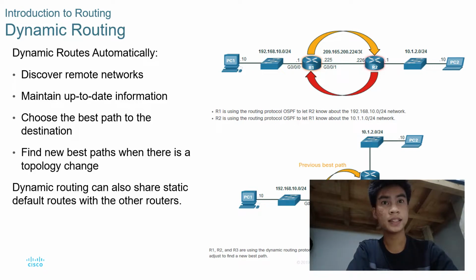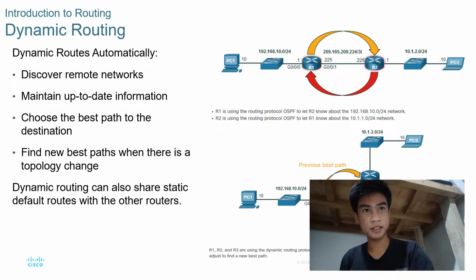If there is a change in the network topology, routers share this information using the dynamic routing protocol and automatically update their routing tables. Dynamic routes automatically discover remote networks, maintain up-to-date information, choose the best path to the destination, and find new best paths when there is a topology change. Dynamic routing can also share static default routes with the other routers.